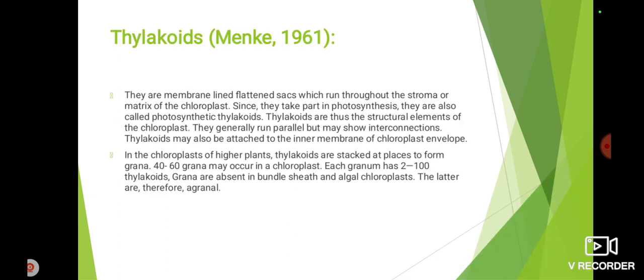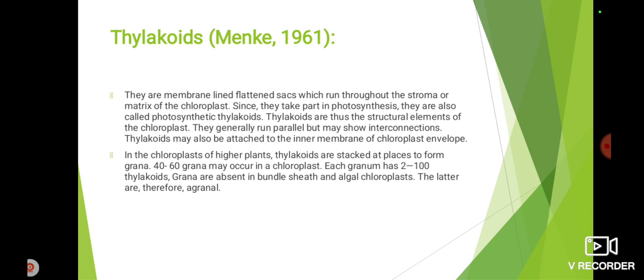The thylakoids are membrane-lined flattened sacs which run throughout the stroma or matrix of the chloroplast. Since they take part in photosynthesis, they are also called photosynthetic thylakoids. Thylakoids, thus, are the structural elements of the chloroplast, generally parallel but may show interconnections. Thylakoids may also be attached to the inner membrane of the chloroplast envelope. In the chloroplasts of higher plants, thylakoids are attached at places to form grana. 40 to 60 grana occur in a chloroplast. Each granum has 2 to 100 thylakoids. Grana are absent in bundle sheath and algal chloroplasts.